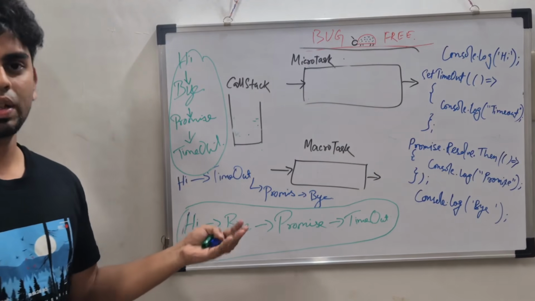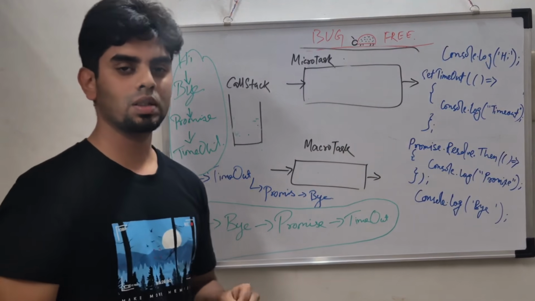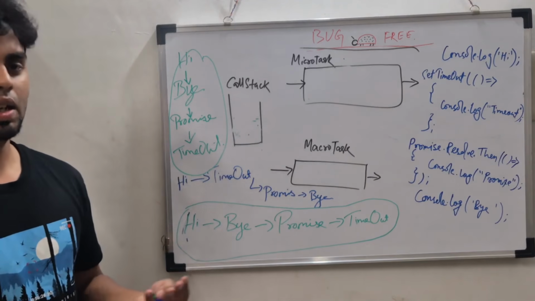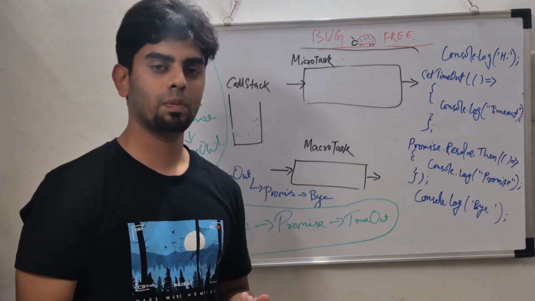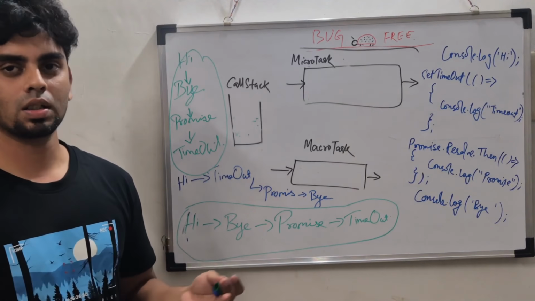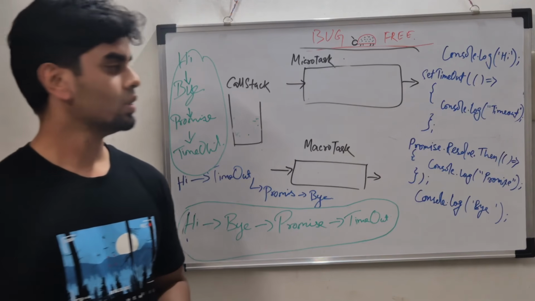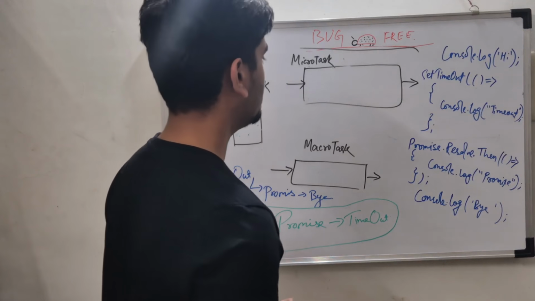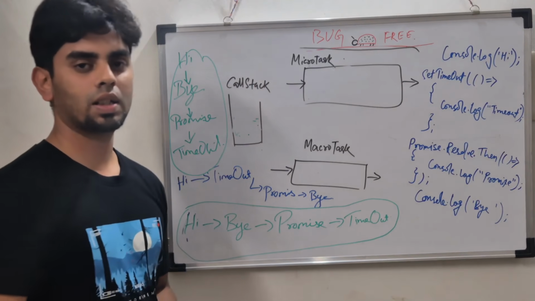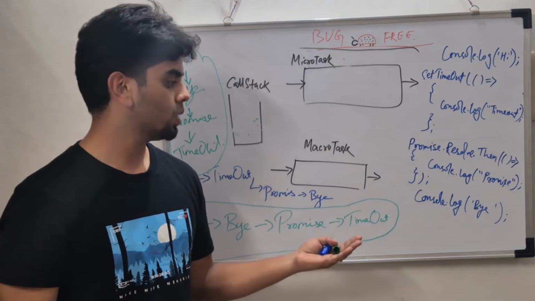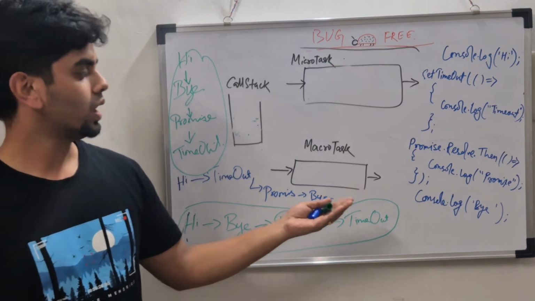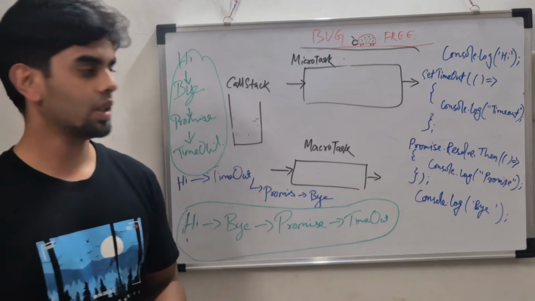So in this way the event loop works. The event loop, in simple words, is handling asynchronous code with the help of micro task and macro task. In the next video we will see in detail about setTimeout, setInterval, promises, async await.